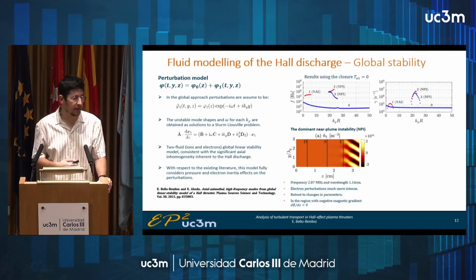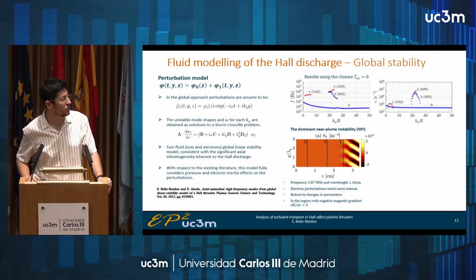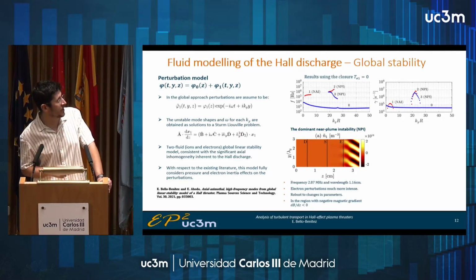These are modes of frequencies of the order of the megahertz. They involve mainly ions. They are very robust to parametric changes, and they seem to be related with the regions of negative magnetic gradient, okay?